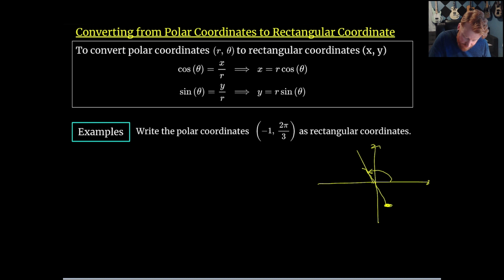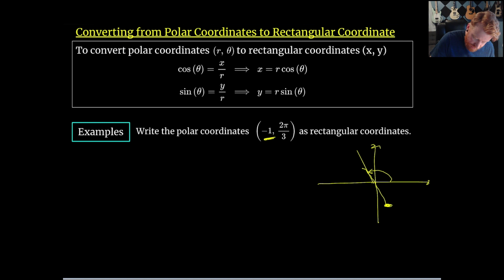So that's where we're looking, but I actually have no idea where that is. Well, I kind of do, because since we're looking at a radius of 1, we're on the unit circle, so I do have some idea of where that might be. But let's look at it using the relationships that we have here.